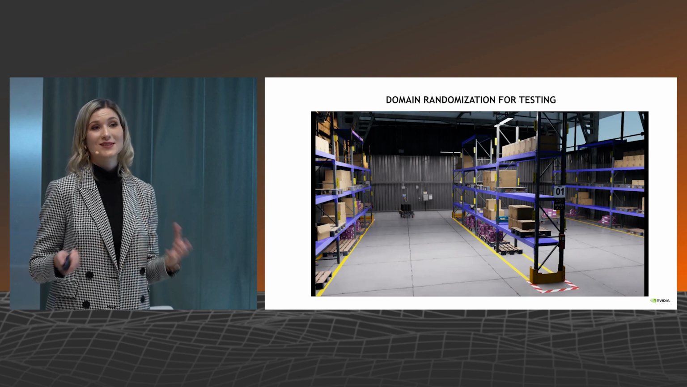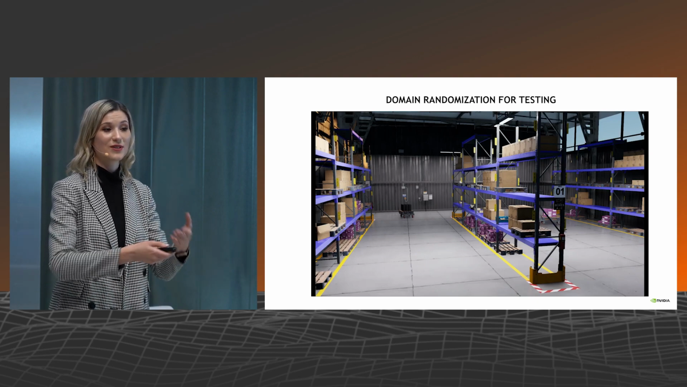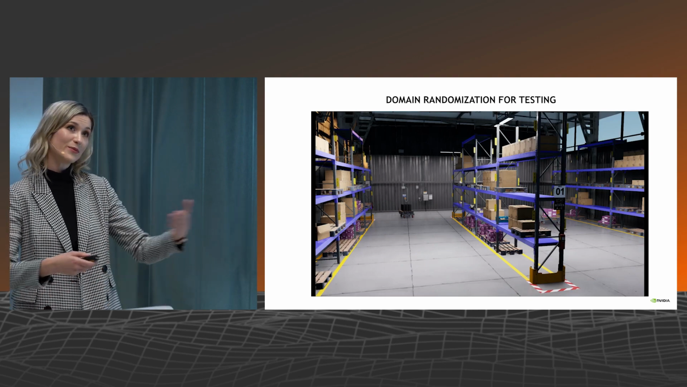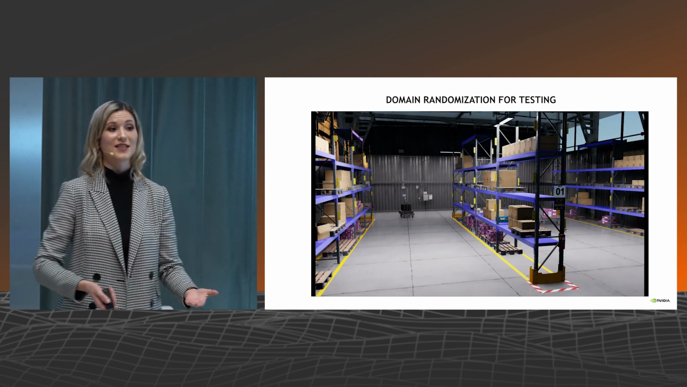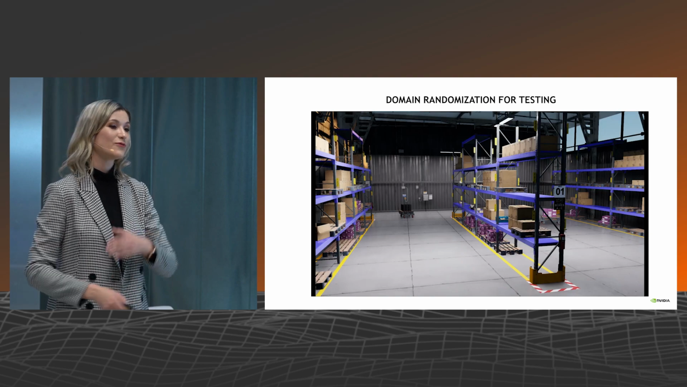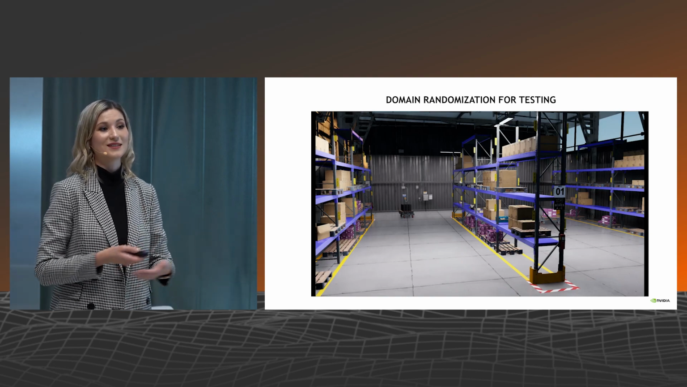What's good as well? You can use domain randomization for testing. You can use your digital twins, and you can test your robots there. Remember, I said that robots need a lot of testing. So you can simulate different environments, and as I also mentioned, falling shelves, you can do it. You're free to do anything in synthetic data.